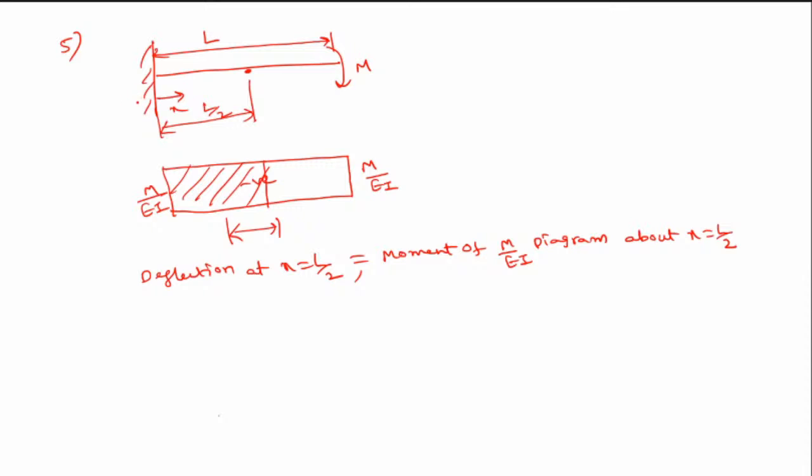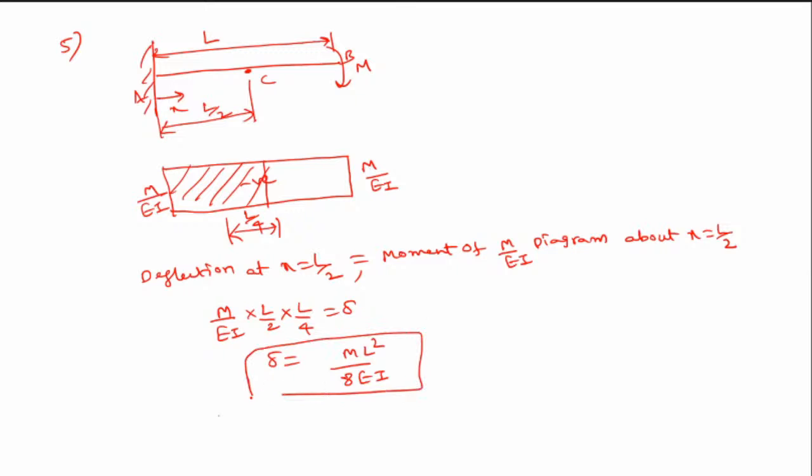Let us say this is A, B, and this is C. What is the area of this one? It is M by EI into L by 2, and the moment arm is from here to here, which is L by 4. So this is your deflection, that is delta equal to M L square by 8EI. This is the answer for deflection.